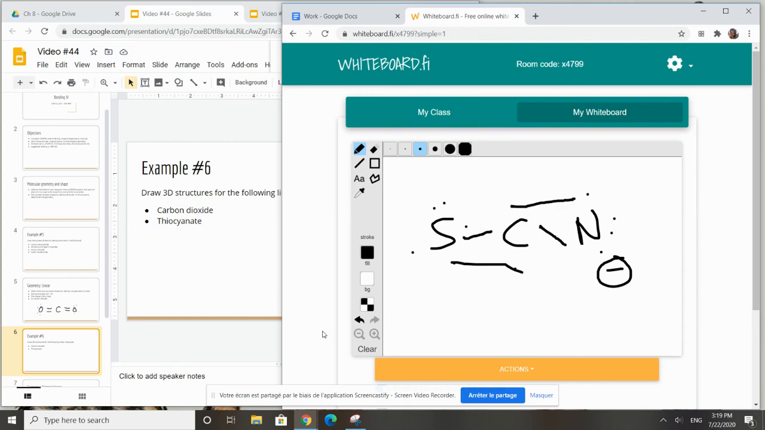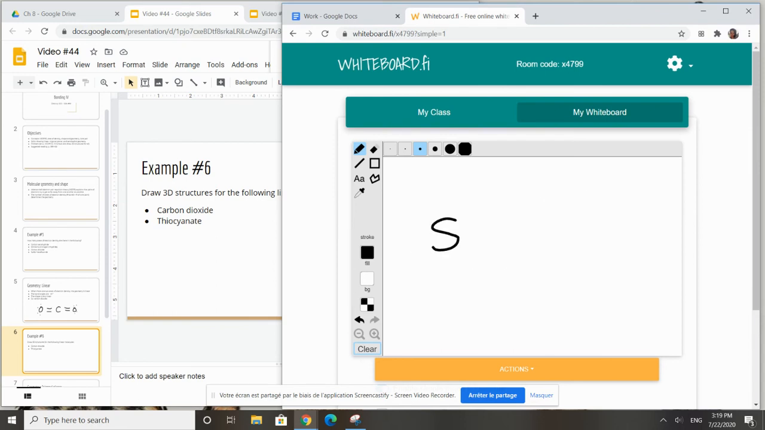But the problem is that that doesn't look 180 degrees. So now that we are in our VSEPR section, we are going to need to rewrite it and make it look linear. So now that is complete. So we do need to redraw them from now on.